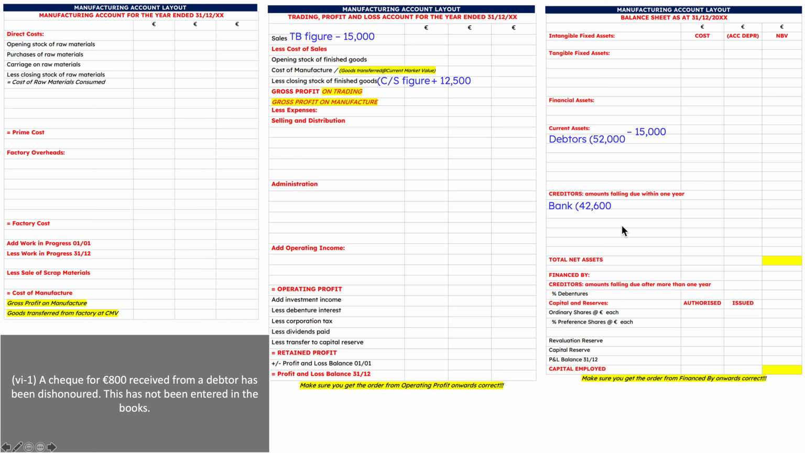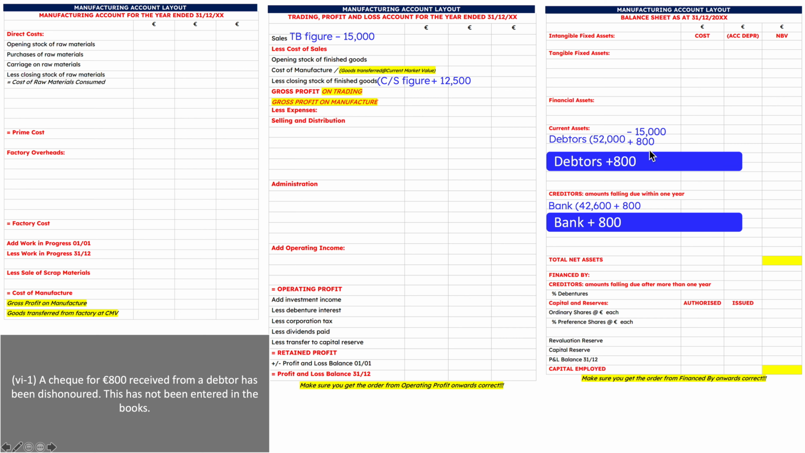So all we have to do then is record that the 800, it would increase the overdraft, because previously you would have recorded the cheque coming in, which would have reduced the overdraft. So now we have to increase the overdraft again by 800, and we also need to increase the debtor by 800. So we debit the debtor and we credit the bank.